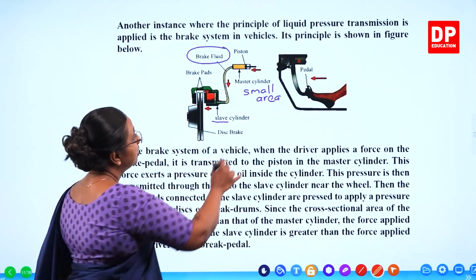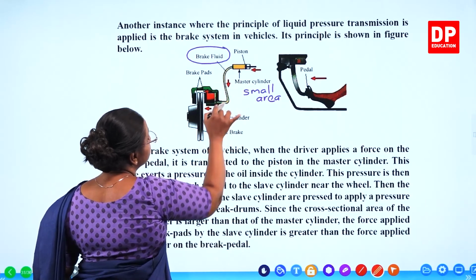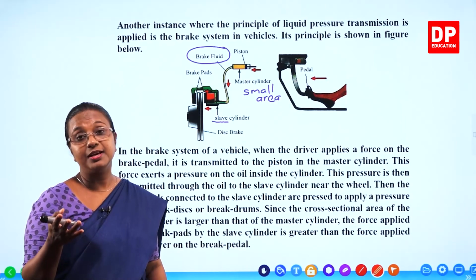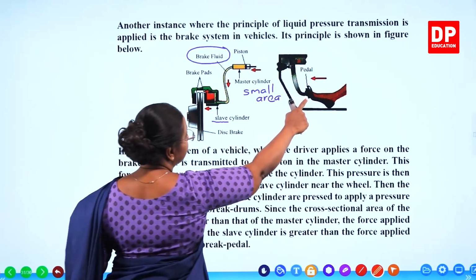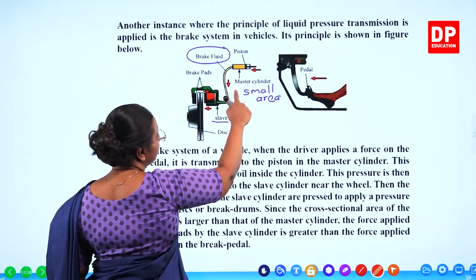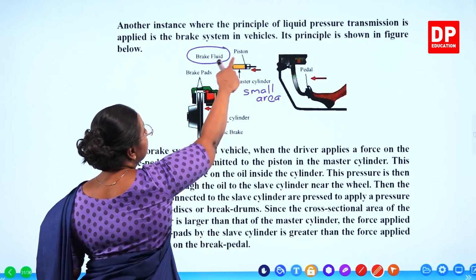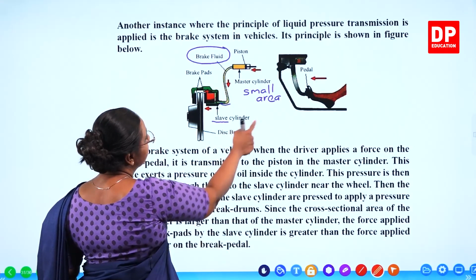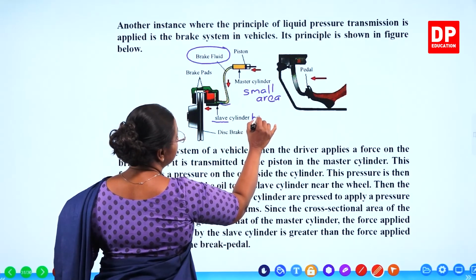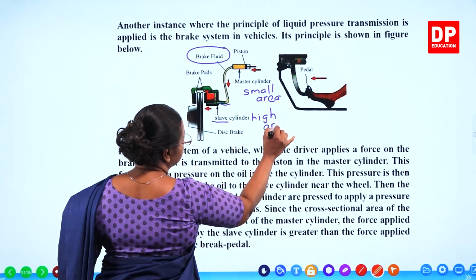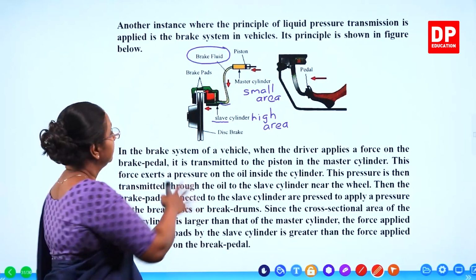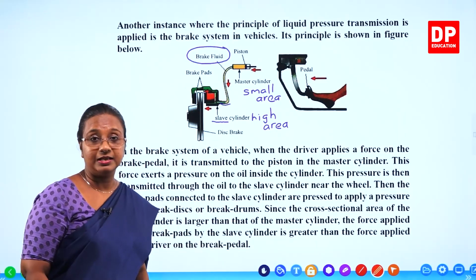So here also, the force or the pressure is transmitted through the liquid. That is why we call it the hydraulic brake system. You apply the brake from here. Force is transmitted to the small piston. That is given to the liquid in the master cylinder. Pressure is transmitted through the liquid and comes to the slave cylinder where the area is high. So here, high area. Because of that, the force applied becomes greater. That is enough to stop the vehicle.